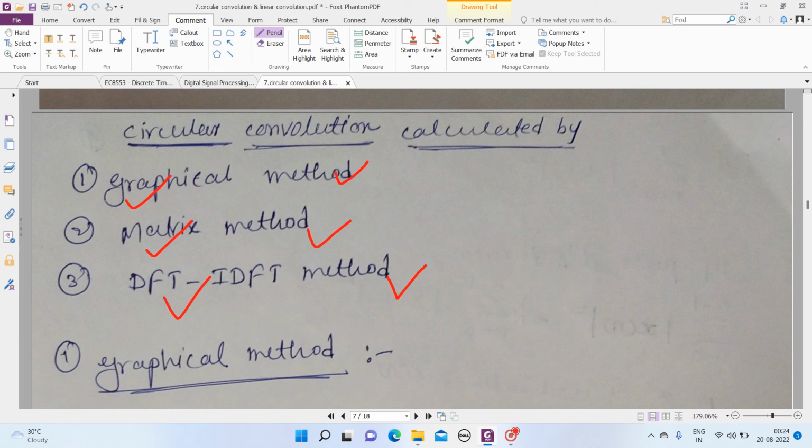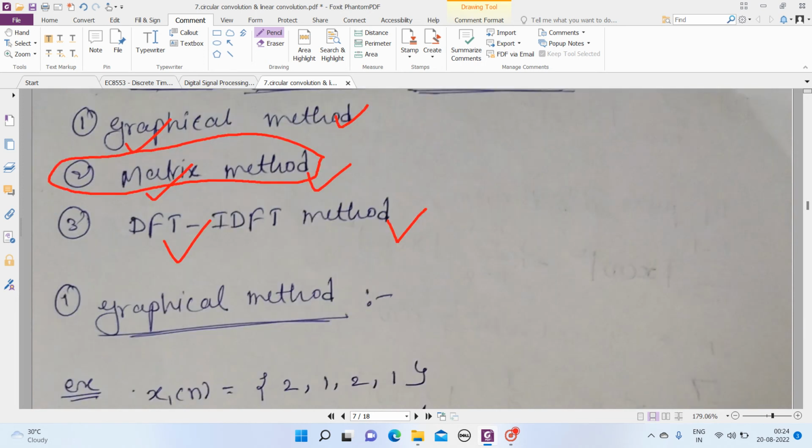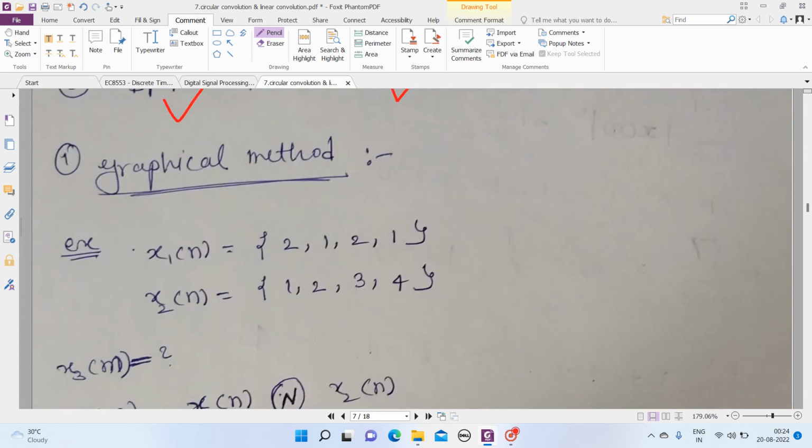Personally, I prefer to solve circular convolution using the matrix method. This method is very easy. We will see them one by one. First, we will discuss the graphical method of solving circular convolution. Here I have taken one problem. They have given two sequences: x1 of n is 2 1 2 1 and x2 of n is 1 2 3 4.